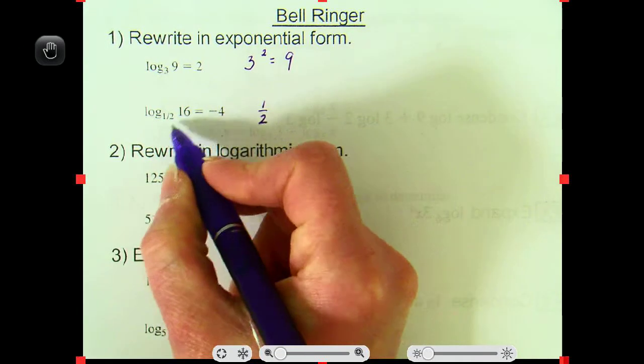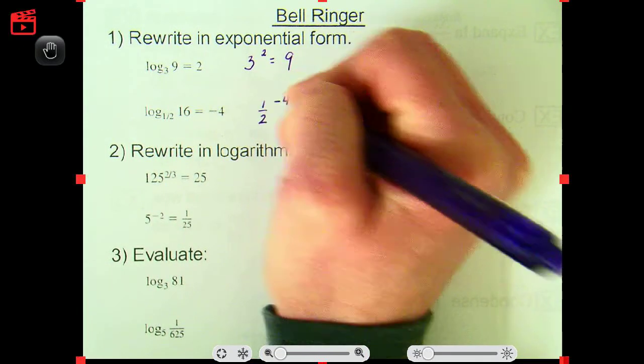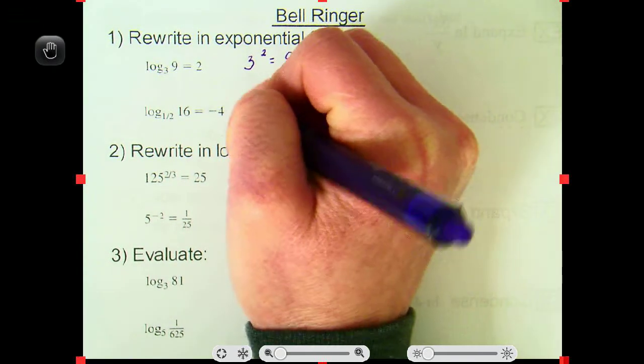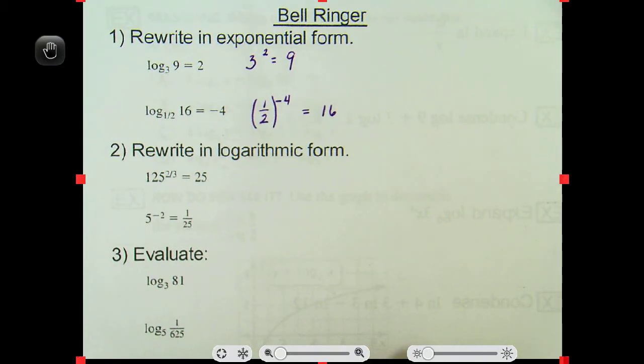Again, start with your base of 1/2. Don't write these side by side, so that leaves the -4. So 1/2 to the power of -4 is equal to 16. You might even want to put the 1/2 in parentheses. Also a true statement, so that's a good sign.